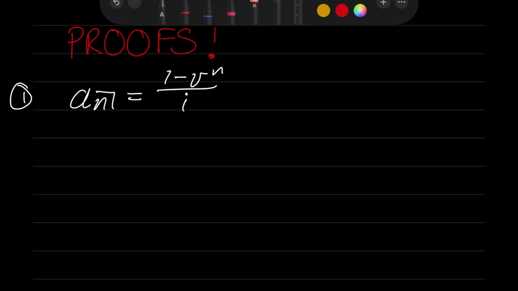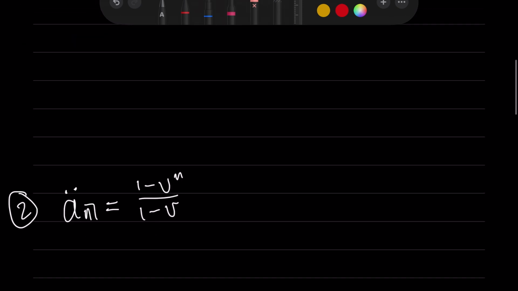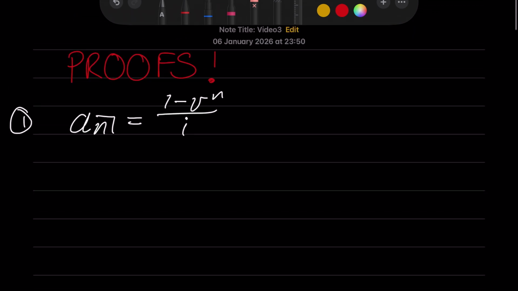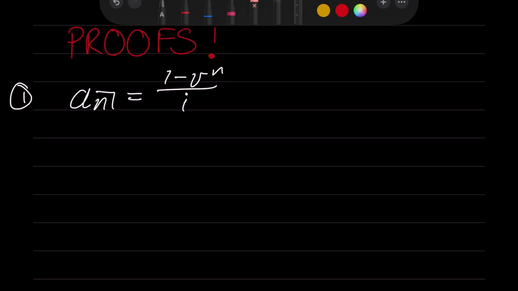Today we're jumping into some proofs. So much fun. What we're going to do is derive these four formulas, which are all from the present value and future value of annuities in advance and in arrears. All four of these, I'm going to be deriving from first principles.